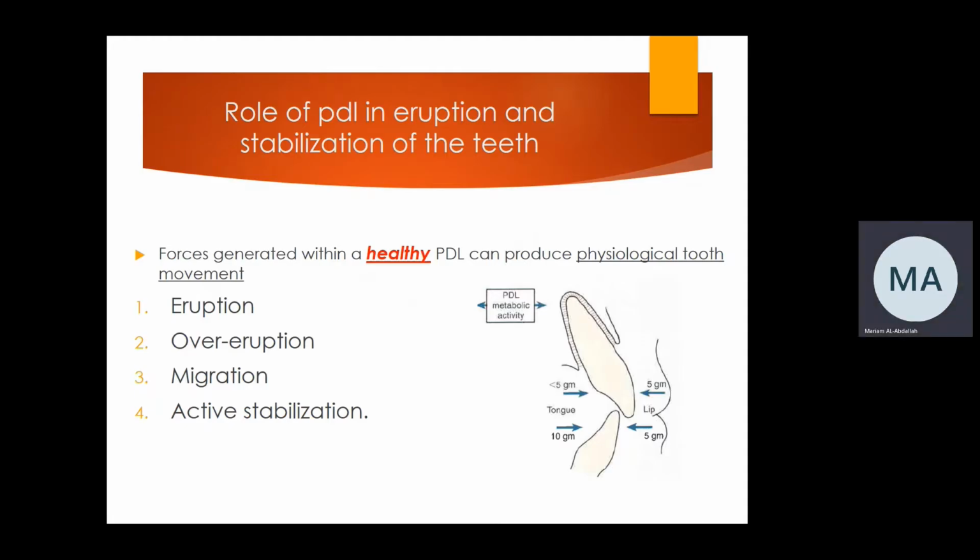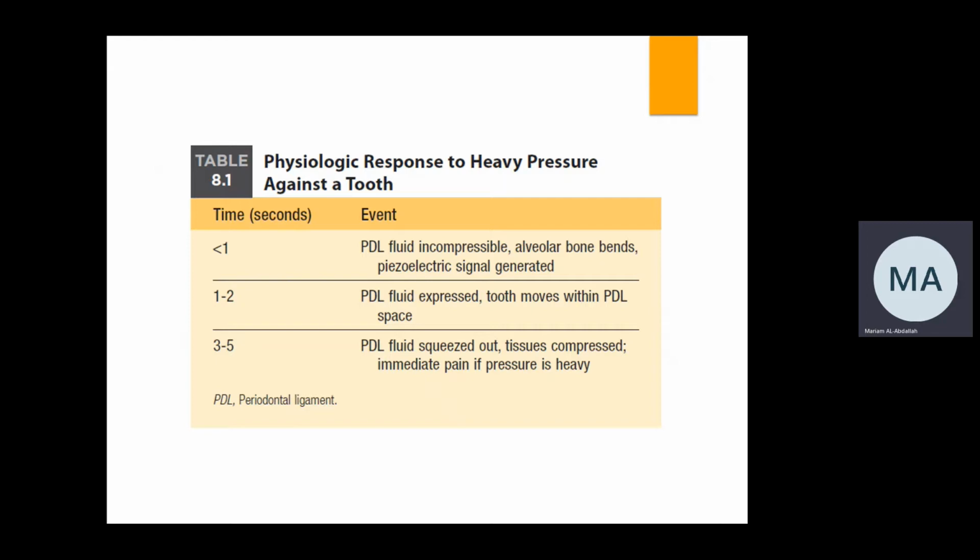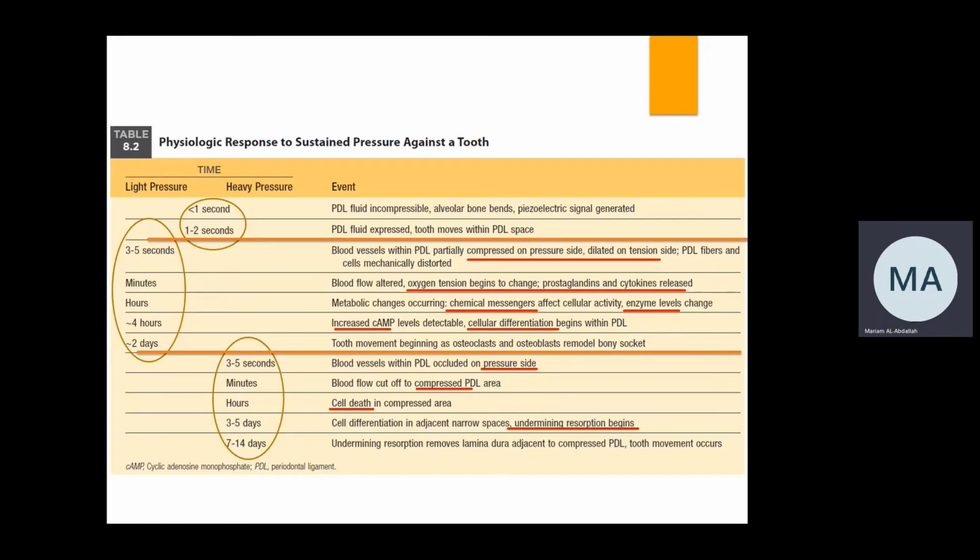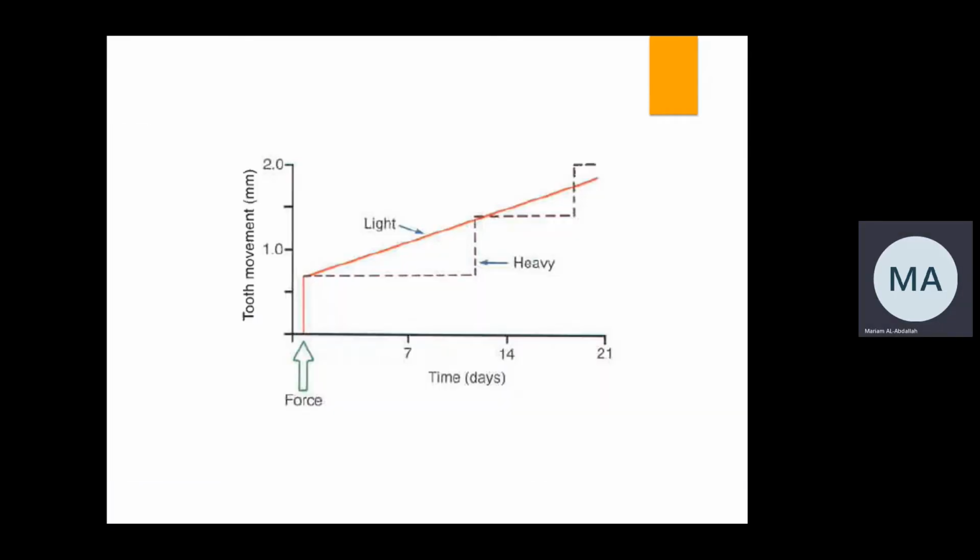So just to remind you, when we talked about the healthy periodontium and its effect on the normal physiologic function that is related to eruption, over-eruption, migration, and active stabilization of teeth. The cellular response to the normal heavy masticatory forces, and the response to a more sustained pressure that is related to two scenarios, the light pressure scenario and the heavy pressure scenario. So all this was covered in our first talk.